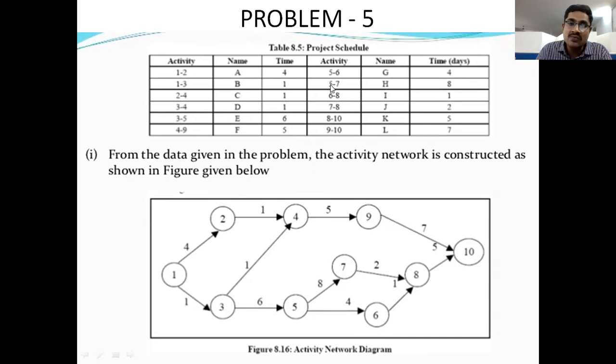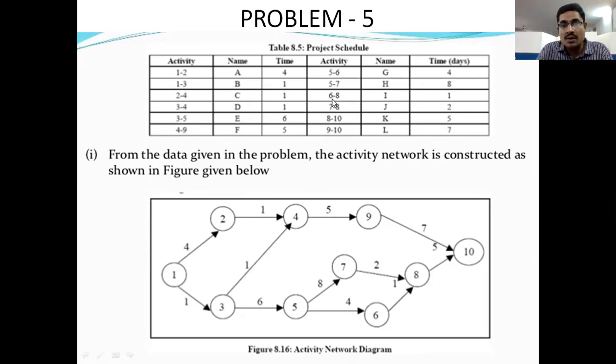Next we need to draw 5 to 7 activity. We already have node 5, so we put node 7 and connect the two by using an arrow. In this 5 to 7 activity, we have 8 hours of time. So just put 8 here. We completed the 5 to 7 activity.